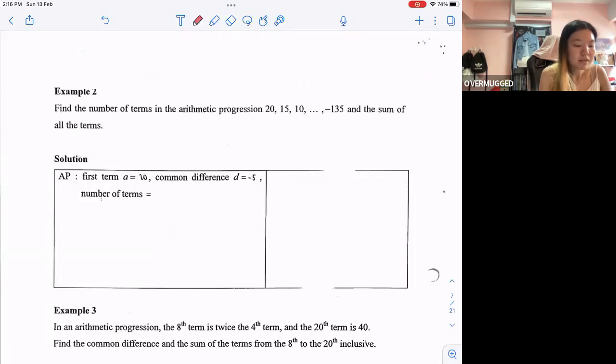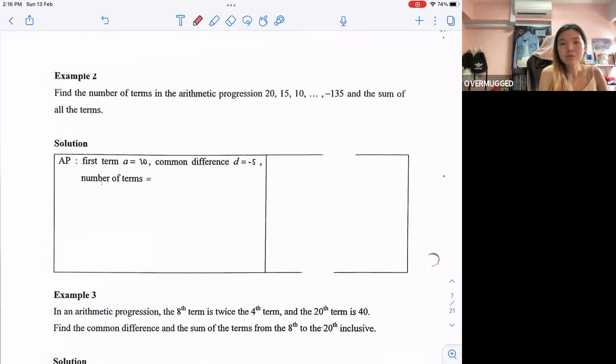Find the number of terms in the arithmetic progression, and the sum of all the terms. Again, I'm going to give you 3 minutes to apply what you've learned and try out this example. Take some time and maybe take out a full scap, or if you printed it, do it on the paper. Try out this question.